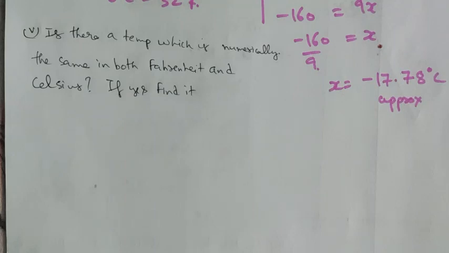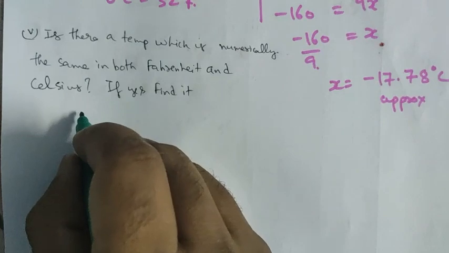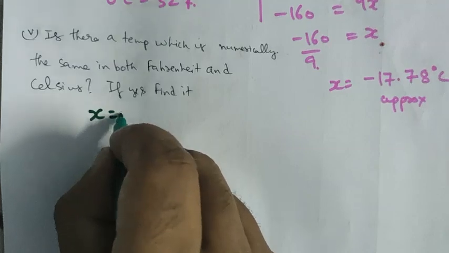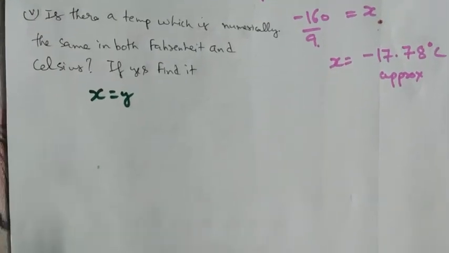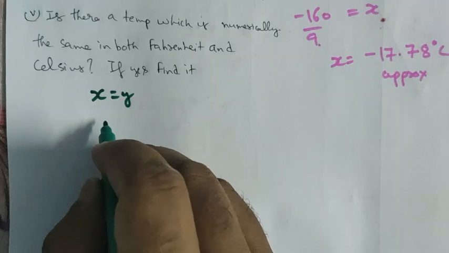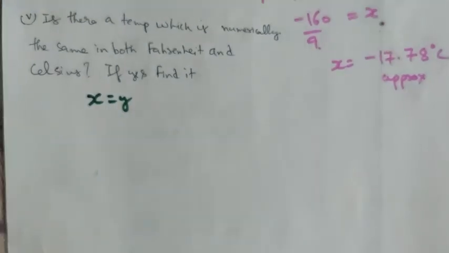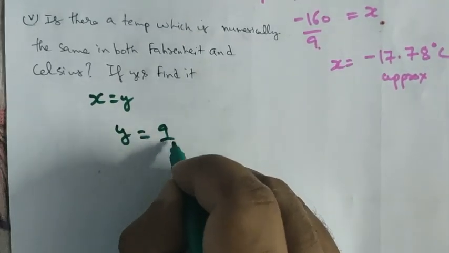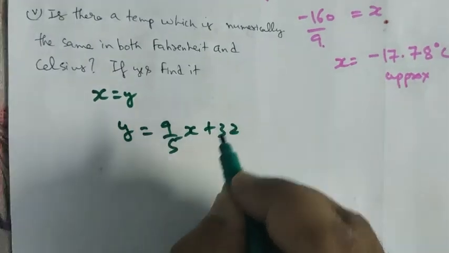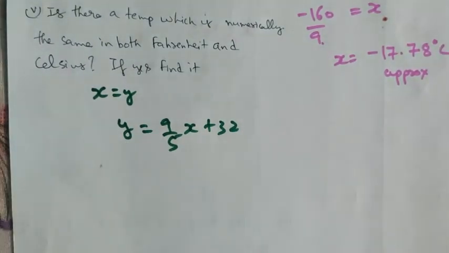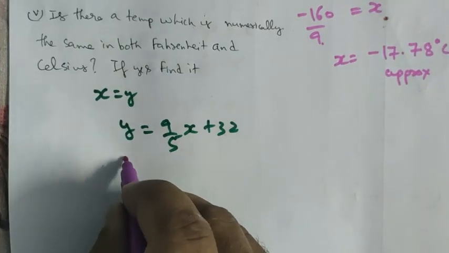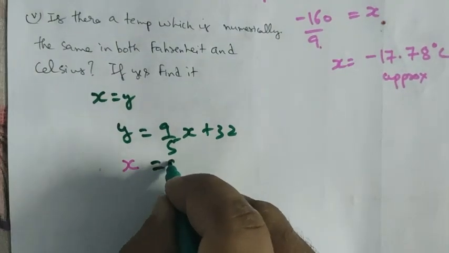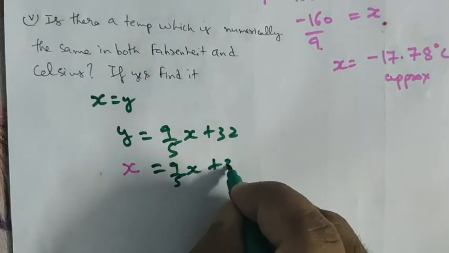So that means we have to find out, if we take x equals y and substitute the value of x equals y in the given equation. Our equation was y equals 9 by 5 x plus 32. So we will substitute the value of y also as x. Here in place of y I am writing x. So x equals 9 upon 5 x plus 32.